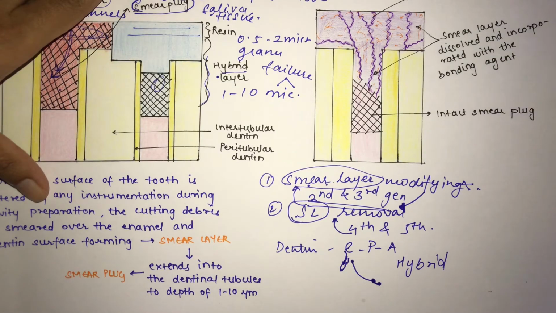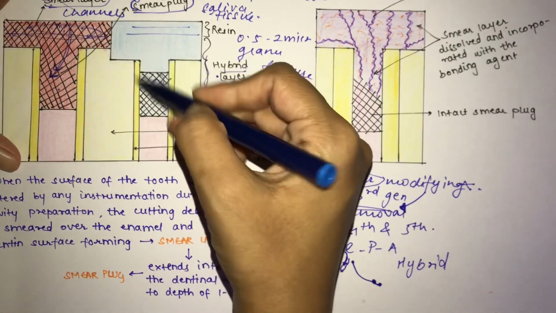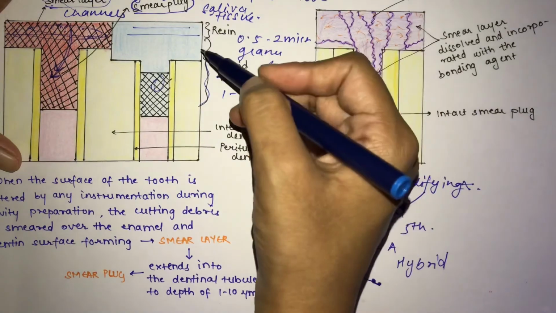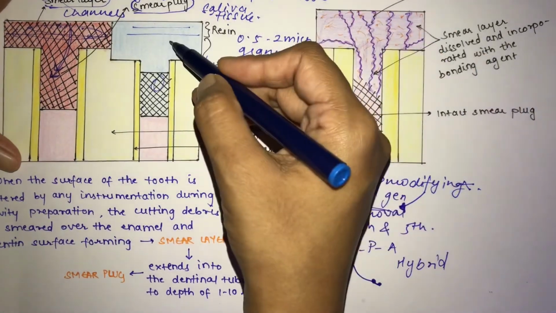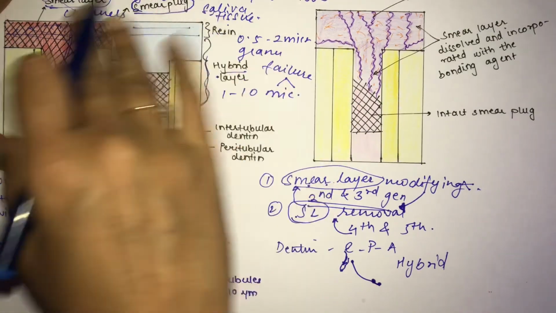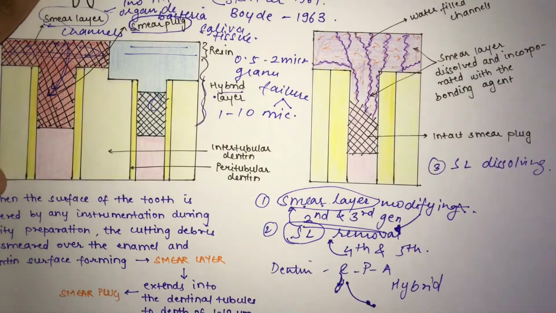So in this second approach, you're removing the whole of your smear layer, and over here you can see the formation of your hybrid layer. Your hybrid layer is formed when you apply this dentin bonding agent. The hybrid layer is completely formed, there is the resin, and you have completely removed your smear layer. So this was your second approach.